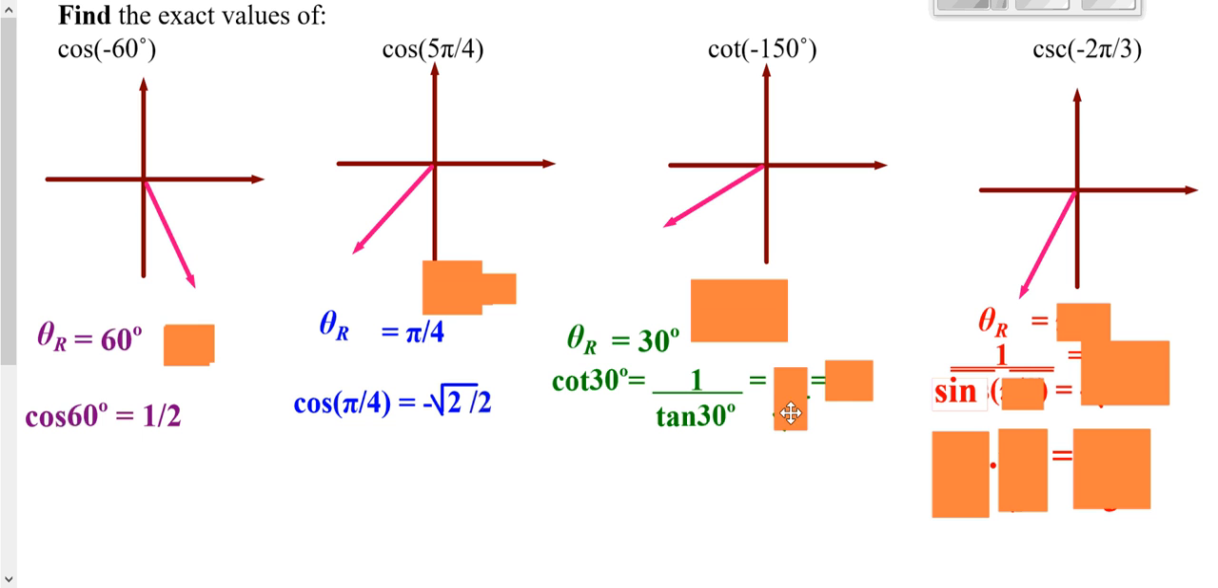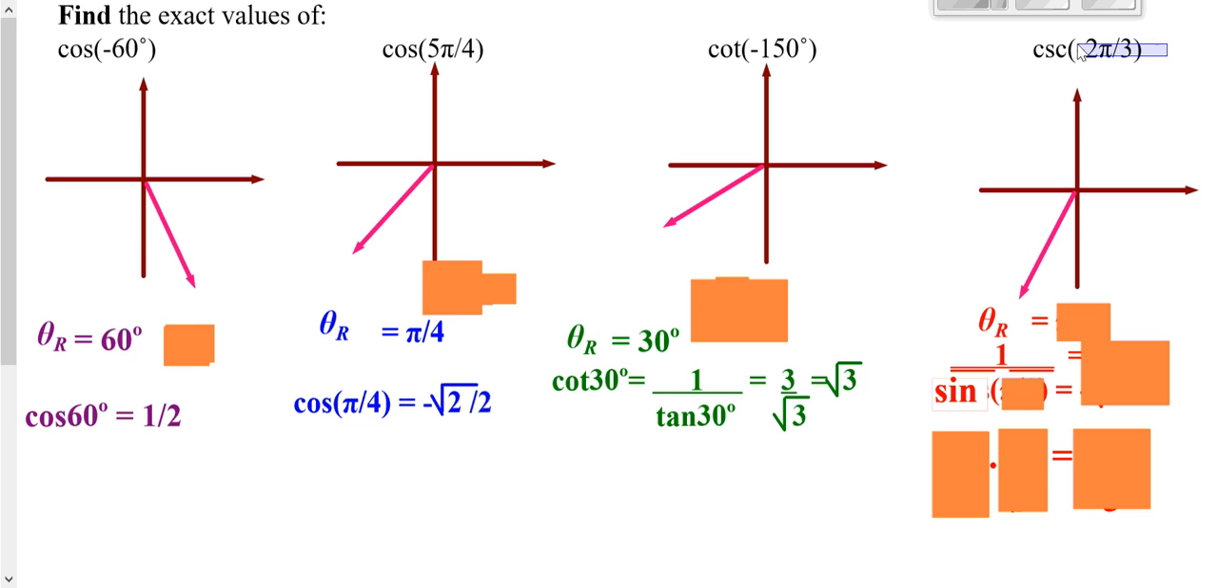We want the reciprocal, so I'm going to go 3 over root 3. And then once again, you know you can't leave the root in the bottom, so you're going to multiply by a special form of 1. You'll get 3 root 3 over 3, which is just this.